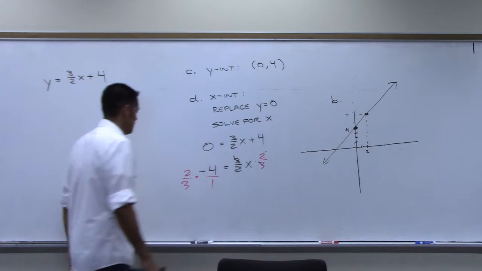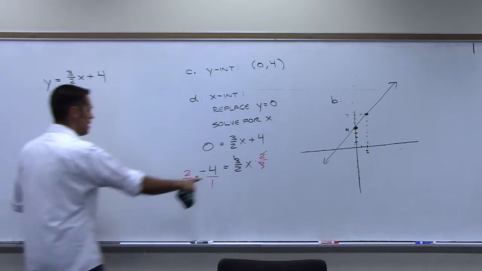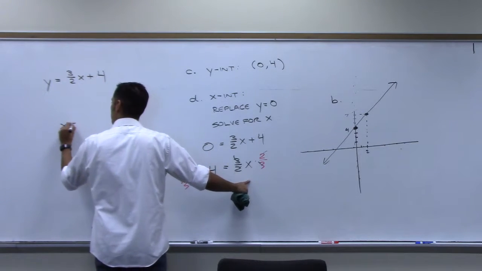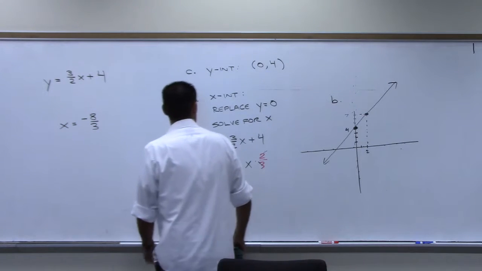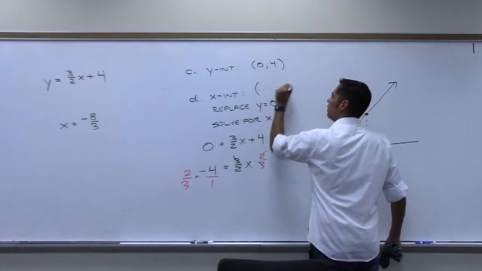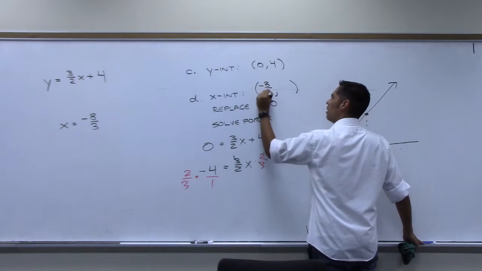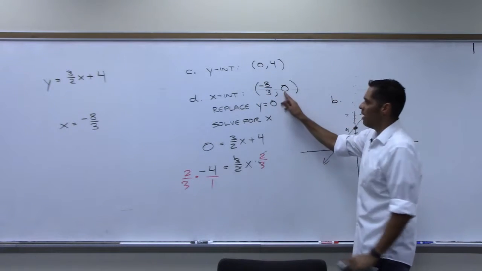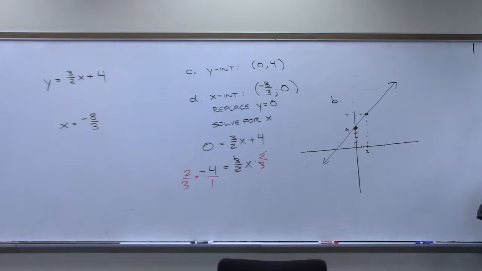So what would you get? -8 on top, 3 on the bottom, so -8/3. So x is -8/3. So I'm ready to answer the question. What's the x-intercept? As a point, -8/3 and 0, because y is always going to be 0 when you're looking at the x-intercept. And that's it. That's the basic idea.